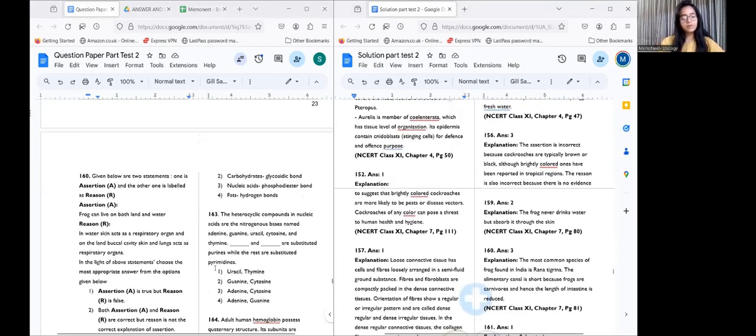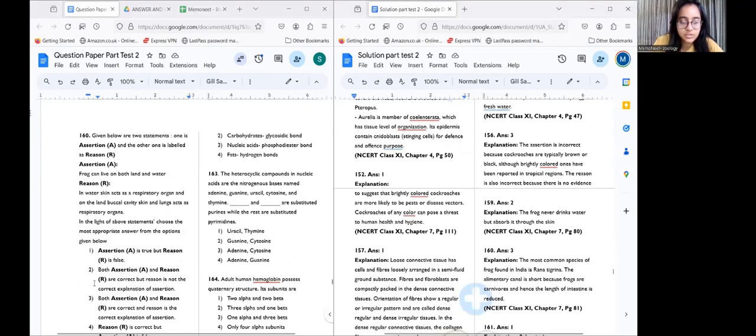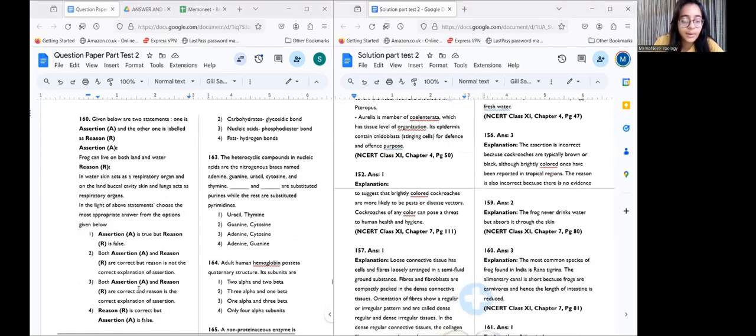For 160, given below are statements of assertion and reasoning. The assertion is that frogs can live on both land and water. We state that because they are amphibians, they live on both land and water. And what is the reason for this? Basically, in water, skin acts as a respiratory organ, and on land, the buccal cavity and the lungs act as respiratory organs. Is this reasoning correct for the assertion stated? Yes. So the answer for this is option number 3, which is that the reason is correct and the assertion is also correct, and they are the correct explanation for each other.